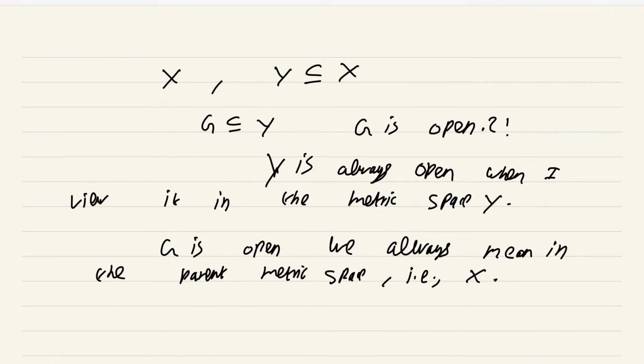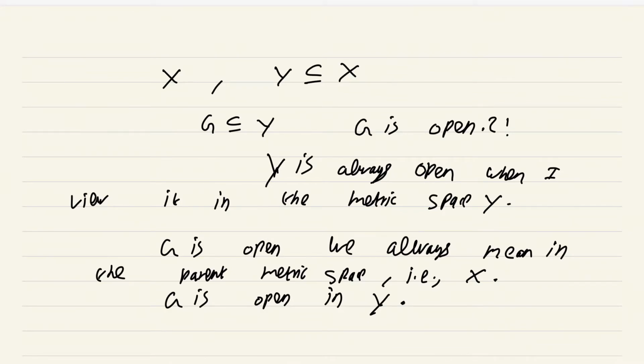Now if you want to check whether G is an open set when you treat it as a subset of Y, then we will say G is open in Y. So if you want to distinguish that we are treating Y as the metric space under which we are analyzing G, we will be explicit and say G is open in Y.